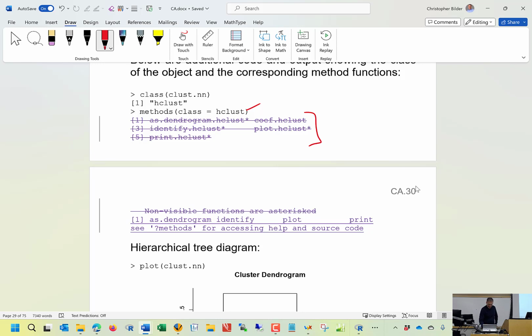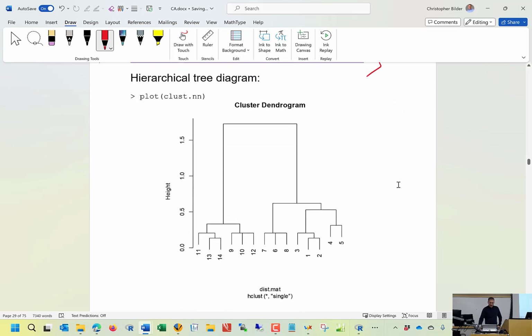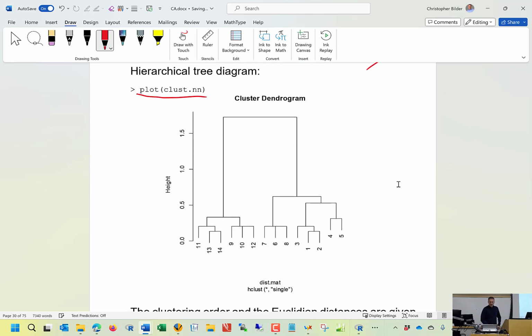Unfortunately, this is an old version of what would have happened for a previous class that I taught a few years ago. What it looks like now is what it looks like here. And we can see that we have a few different generic functions that we can use with the results from each cluster. We will focus typically on just this plot function here, because when I use plot with the results from each cluster, this is when I get my hierarchical tree diagram, or what R calls a cluster dendrogram. That's not the standard name.